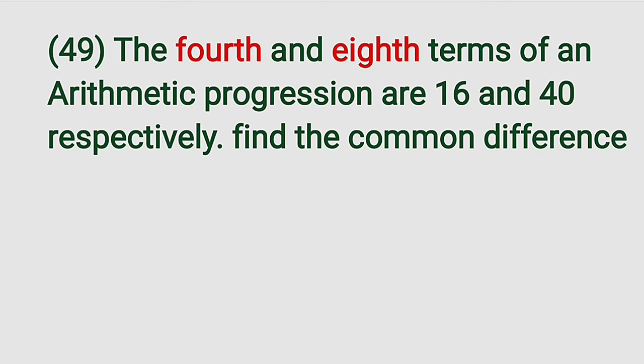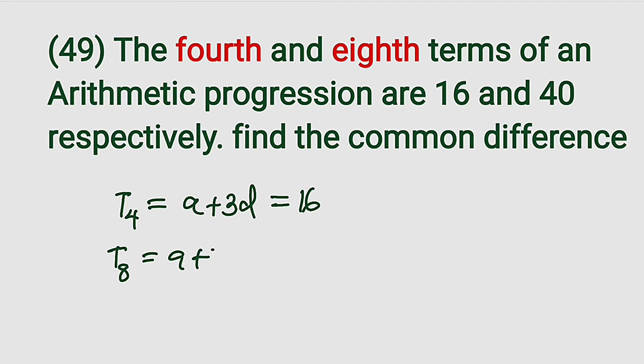Find the common difference. What you should remember is that the fourth term is given as T4, which is equal to the first term plus 3 multiplied by D, the common difference, right? And they said that this is equal to 16 according to the question. And term number 8 is given as A plus 7D. Just subtract n minus 1. N is 4, 4 minus 1 is 3. 8 minus 1 is 7. So that is how to obtain them, and this is equal to 40.